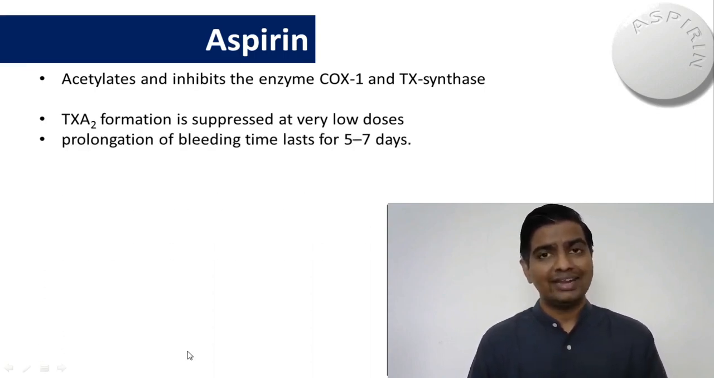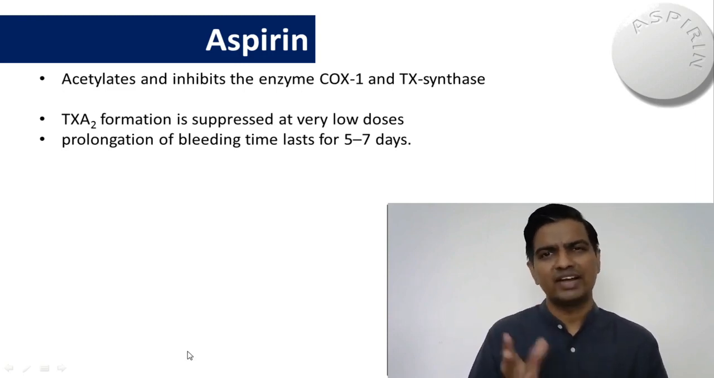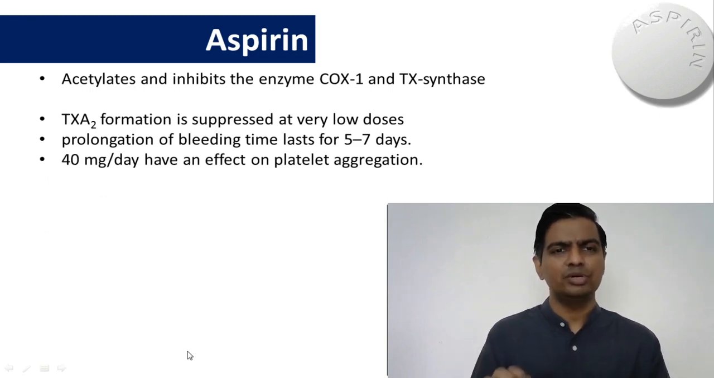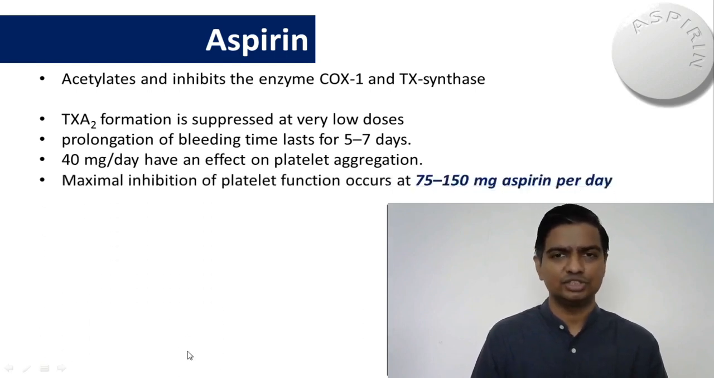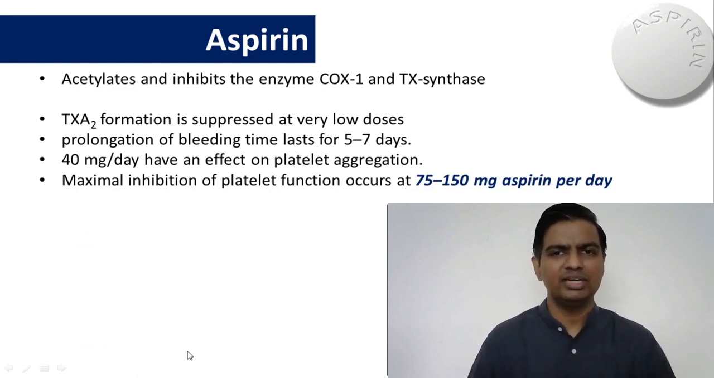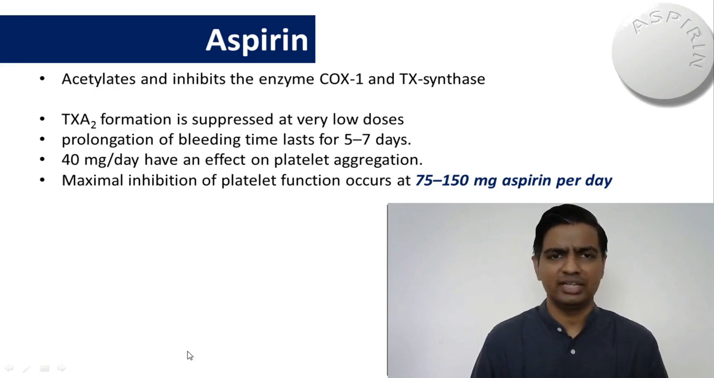Okay. When aspirin acts on platelets, the platelets become completely non-functional, and as a result the bleeding time gets prolonged for around 5 to 7 days. 7 days is the lifespan of a platelet, so that is how well aspirin works. A 40 mg per day is enough dose to have an effect on platelet aggregation. So if you want best inhibition, the minimum is 40 mg per day. The best inhibition will happen somewhere between 75 to 150 mg aspirin per day. Given this much, it's more than sufficient dose.